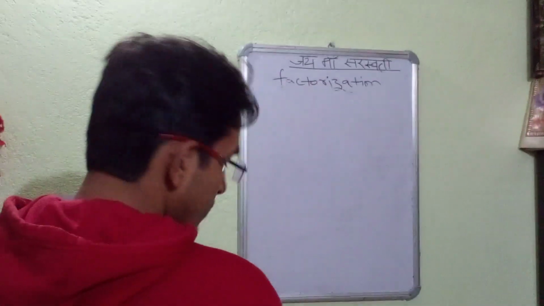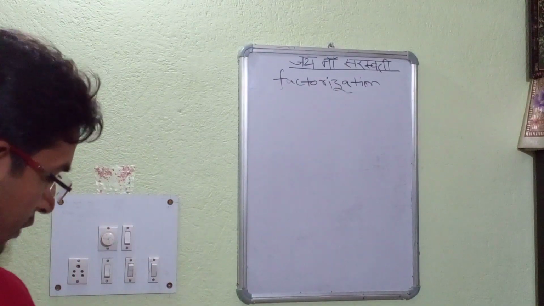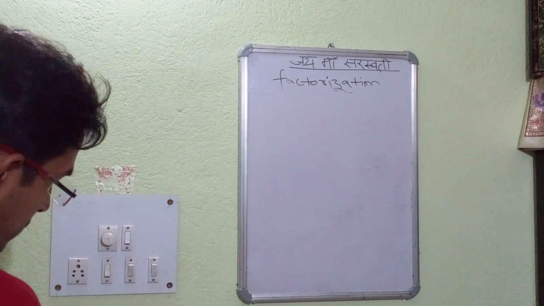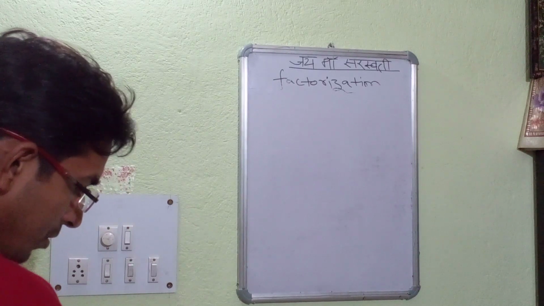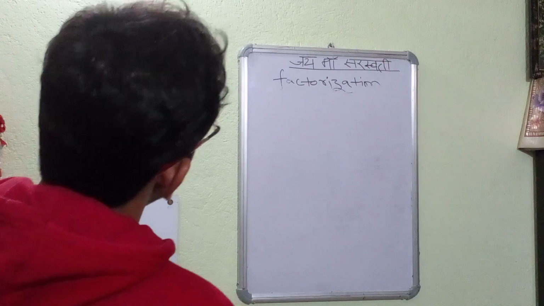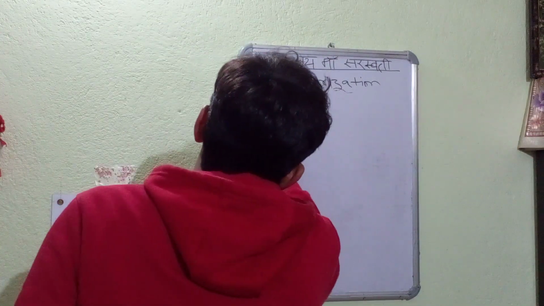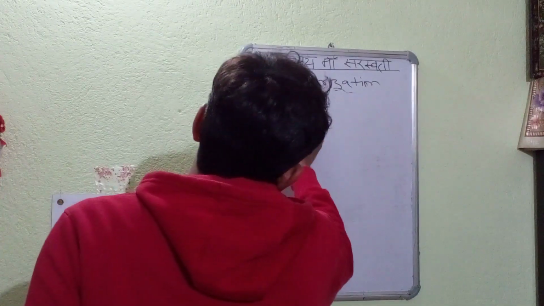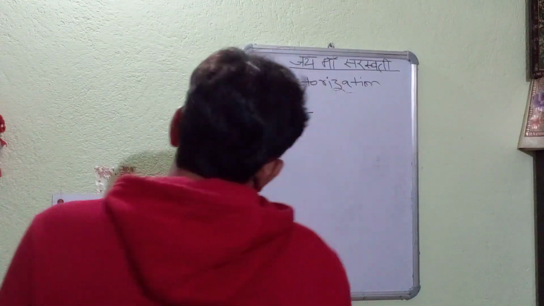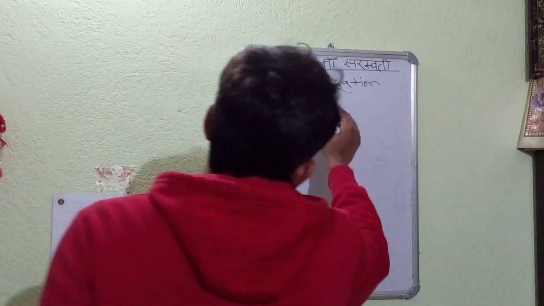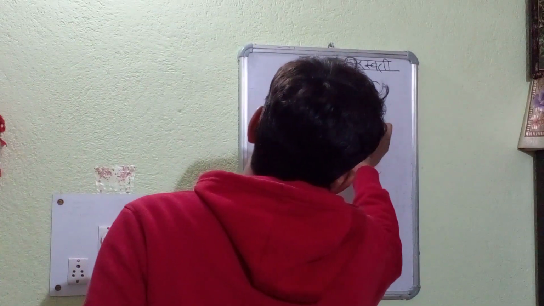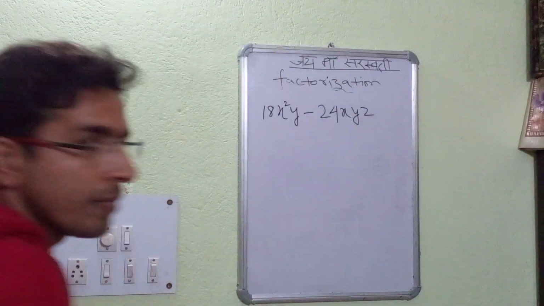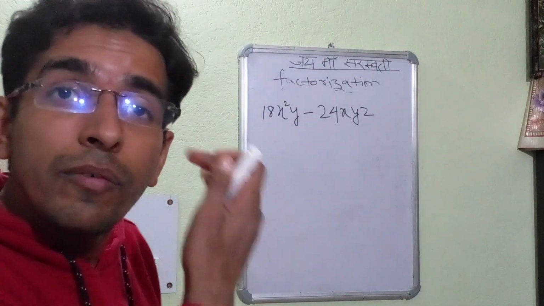So we will be taking one sum which will make our concept easier. Suppose the sum is 18x square y minus 24xyz. This is the sum and we have to factorize it.